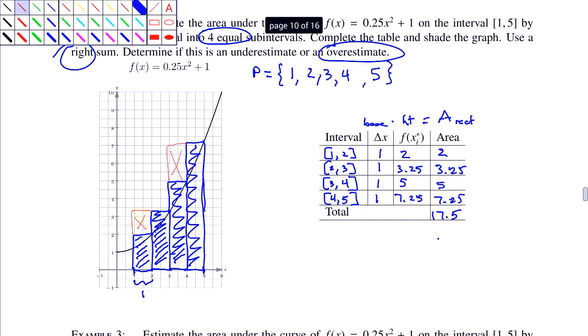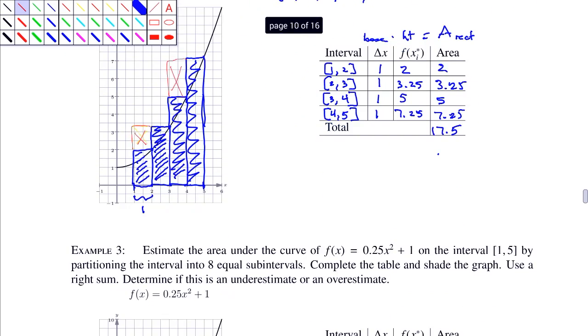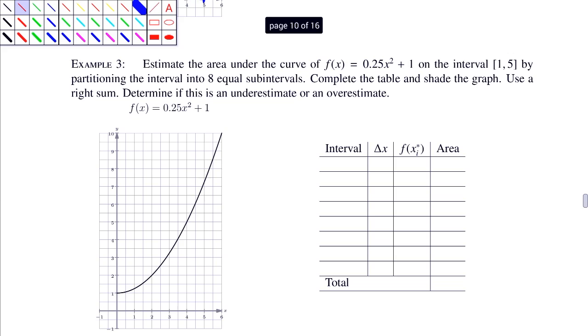So the next one, I'm going to turn you loose with your partners here, is to do the same thing but with 8 subintervals. So go ahead and do example 3. And it's a regular partition with 8 subintervals. Now, you also might want to be thinking about how to compute delta x given any number of subintervals. See if you can figure it out.